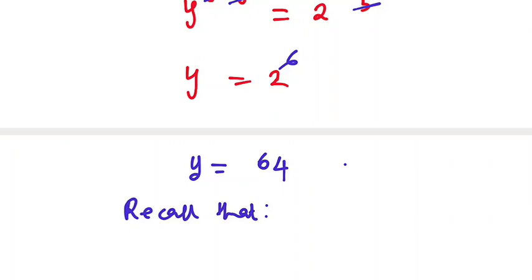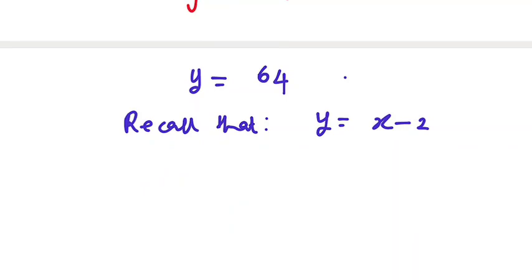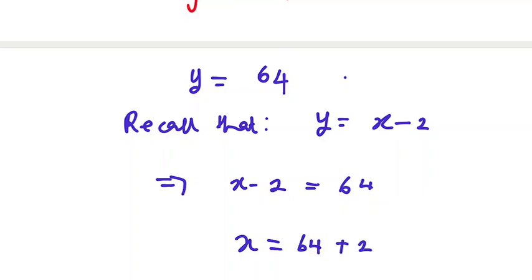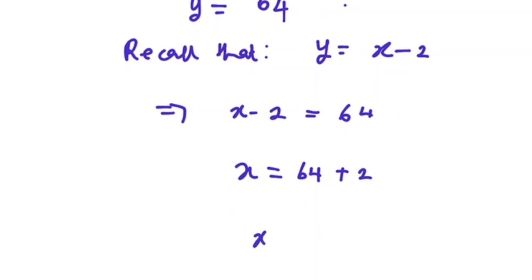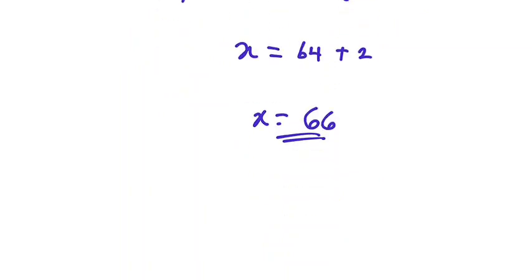Now, so this is why we got y to be 64, but you need to recall that y is equal to x minus 2. So therefore, we are looking for x, and we got y to be 64. So it means x minus 2 will be equal to 64. So we have x is going to be 64, then add 2, you transpose 2 to the right hand side. Then we're going to have x to be 66. So we have the solution to this problem to be 66.